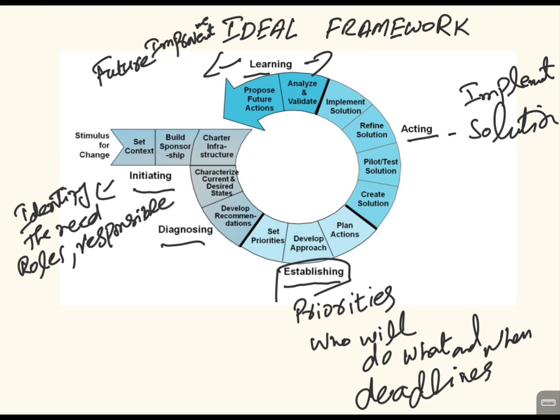This framework ensures proper planning before starting a project, efficient implementation with testing, and continuous improvement to keep the system up to date. For the CISSP exam, if we just remember IDEAL, we can map I with initiating, D with diagnosing, E with establishing, A with acting, and L with learning, right? So the IDEAL life cycle.